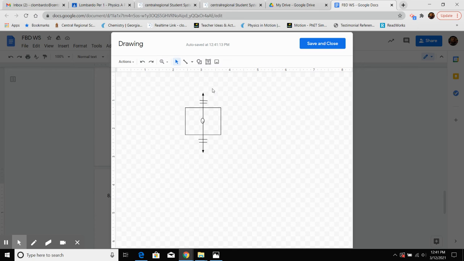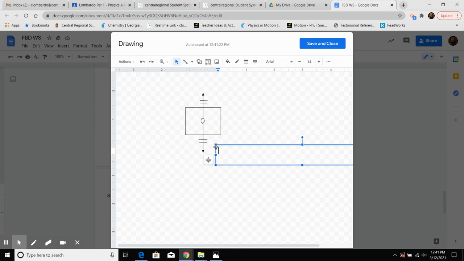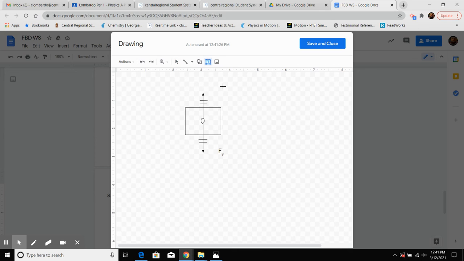Okay, so we have our weight going down, our gravitational force going down. So we have F, Ctrl+comma to get the subscript. And okay, well, what is going on? It said to consider air resistance. So this would be F sub air for air resistance.